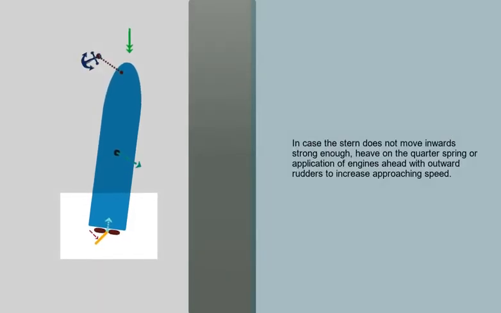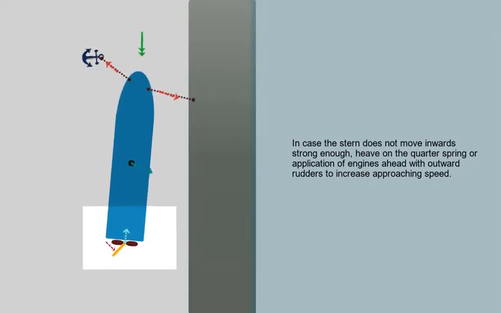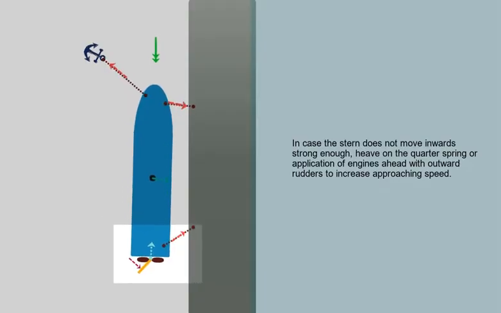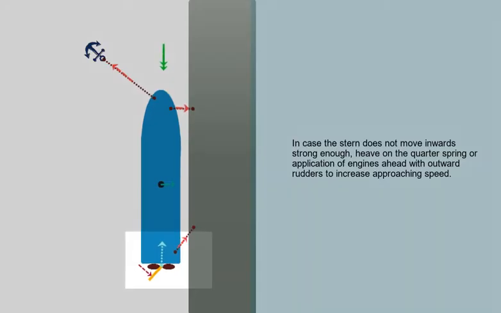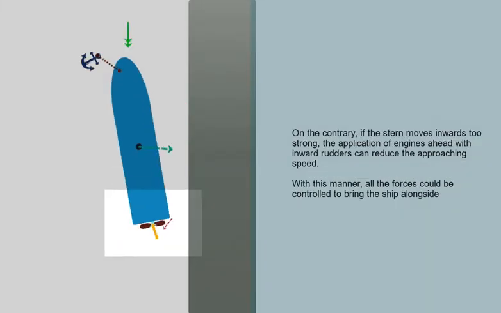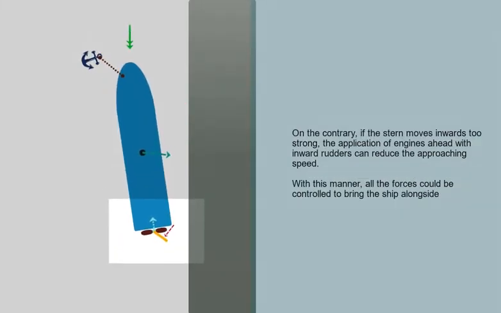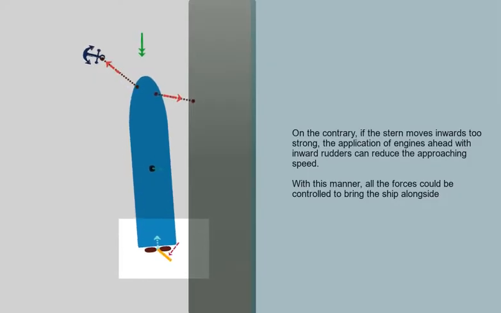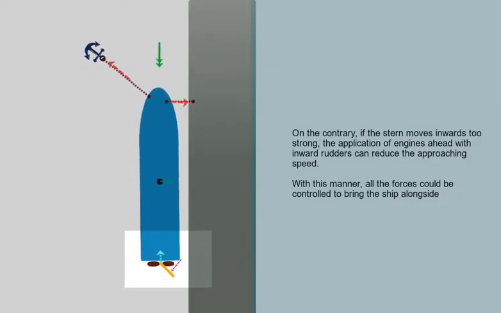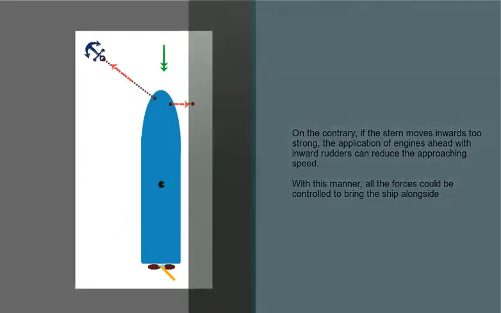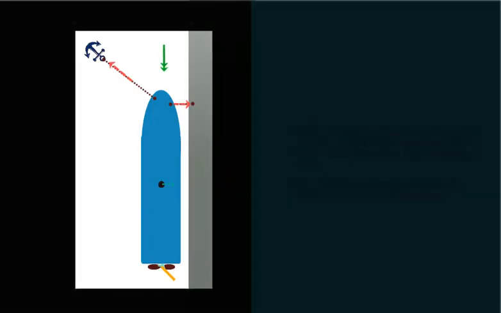In case the stern does not move inwards strong enough, heave on the quarter spring, or apply engines ahead with outward rudders to increase the approaching speed. On the contrary, if the stern moves inward too strong, the application of engines ahead with inward rudders can reduce the approaching speed. In this manner, all the forces could be controlled to bring the ship alongside.